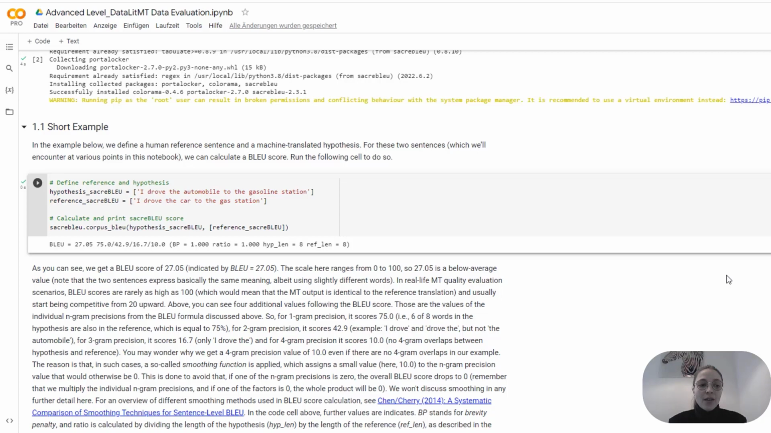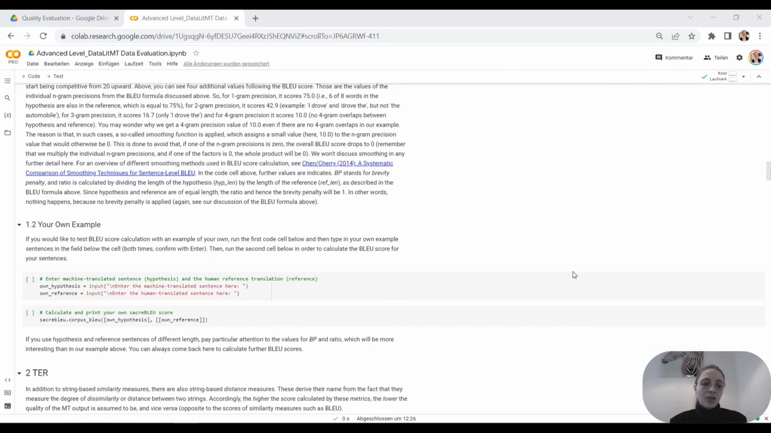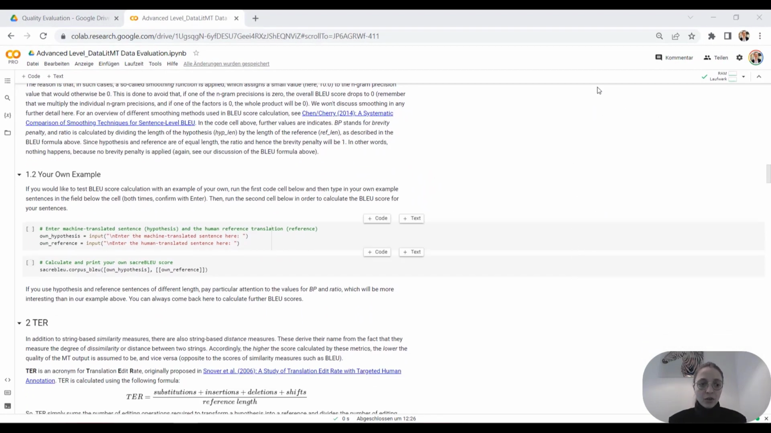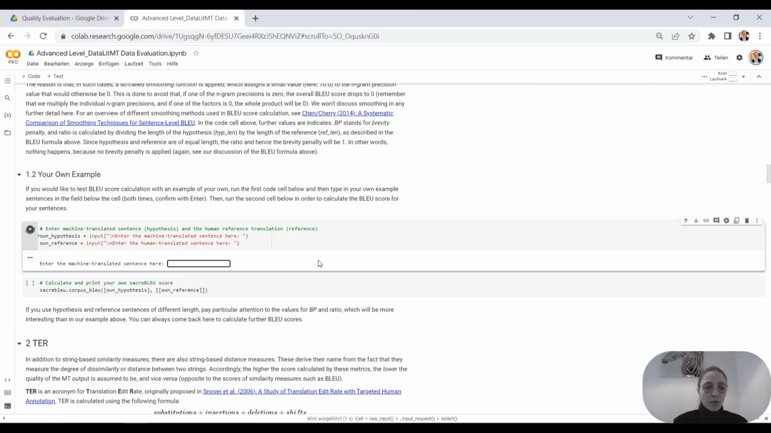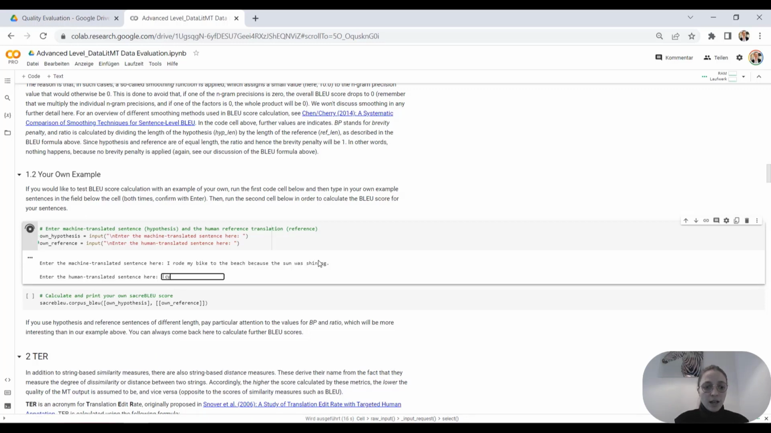All right, so now that we have calculated an example value of BLEU for the sentences we have provided here, we can try the same for our own example. So here we can input our own hypothesis and our own reference sentence. So let's take a look at this. We can just run the cell here, and then we can type in our hypothesis. Let's say: I rode my bike to the beach because the sun was shining. Full stop, and then you click enter. And then we can say: I cycled to the beach because the sun was out.